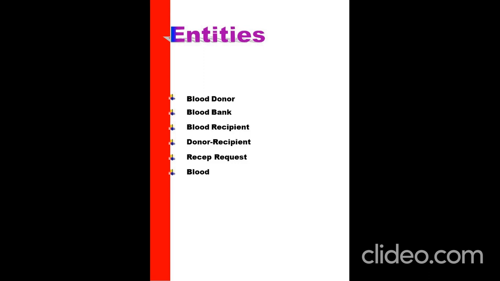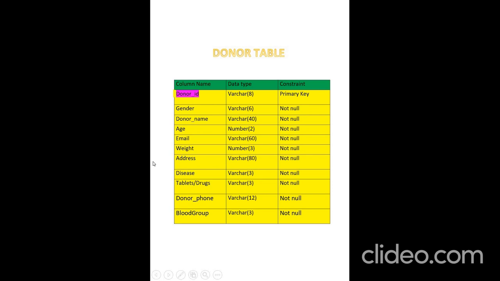Now I'll explain the different entities. Entities are objects which have various attributes. There are totally 6 entities in my use case: blood donor, blood bank, blood recipient, donor recipient, receipt request, and blood. The entity is also known as a table. So let me explain the structure of each and every table. This is the donor table.